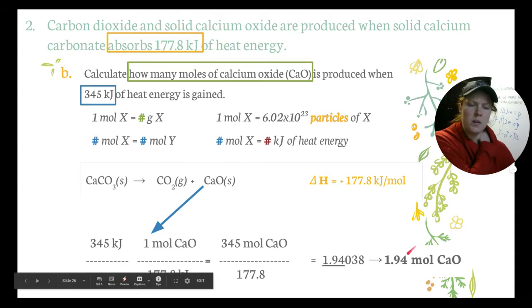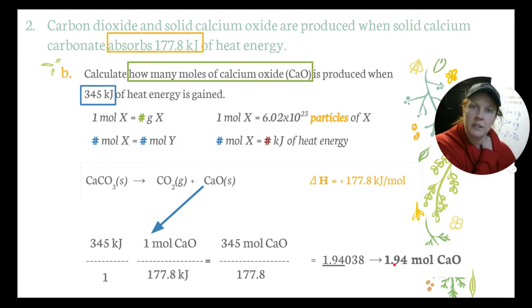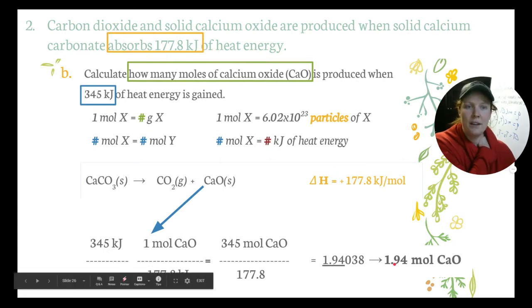Now, folks, if you have a negative number here, it's not possible to have a negative number of moles, right? That doesn't make sense. You can't have negative 12 rulers. That doesn't work. You can't have a negative amount of something. So just pay attention to your signs. If you end up with a negative number for moles, you know you've done something wrong.